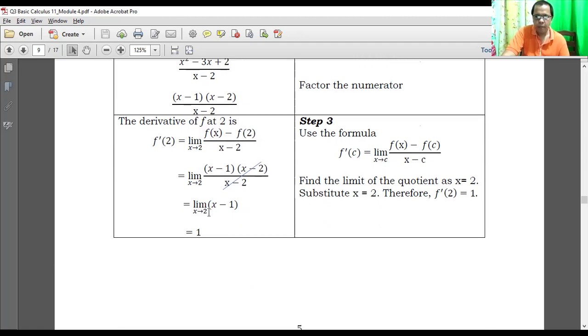Limit of x minus 1 as x approaches 2, and then substituting the value of 2 for x. Therefore, your answer is 1. Okay? So f prime of 2 is 1, or the derivative of the function at 2 is 1.